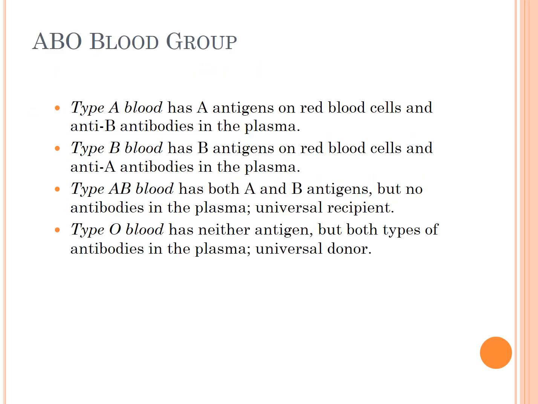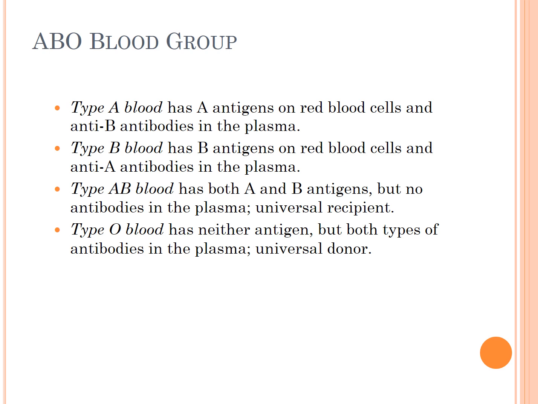There are other antigen groups found on red blood cells, but it's the ABO group that's critical for giving a proper transfusion. Type A blood. People with type A blood have A antigens on their red blood cells. They would sense B antigens as foreign and therefore have anti-B antibodies in their plasma.